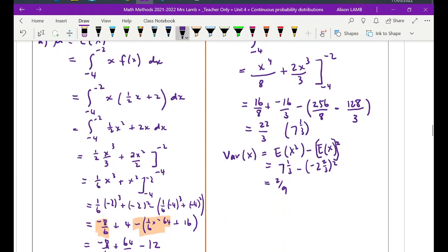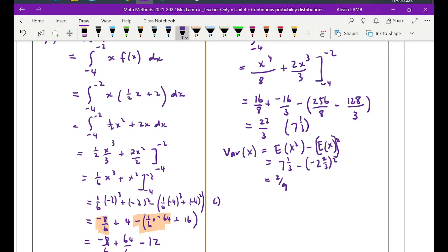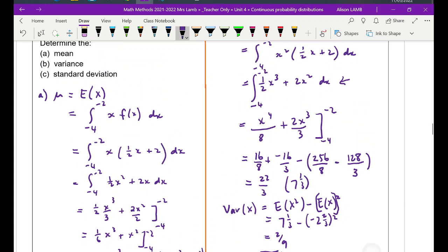Part C is standard deviation. So that's going to be the square root of our variance. So the square root of 2/9. And I think we'll just leave that as root 2 over 3. So that's pretty much all you have to do for a question like that.